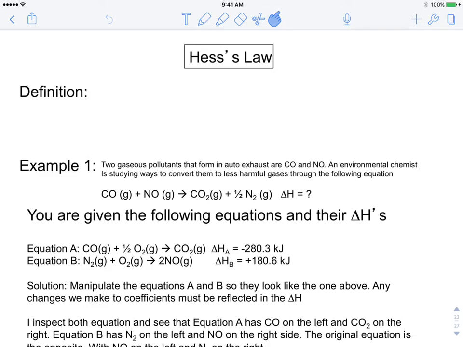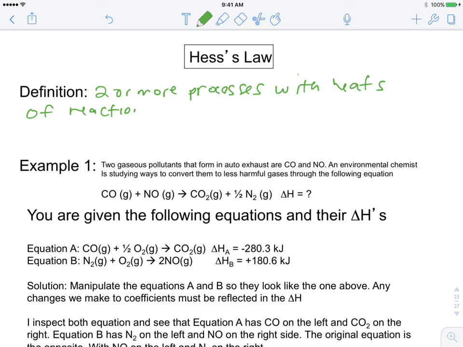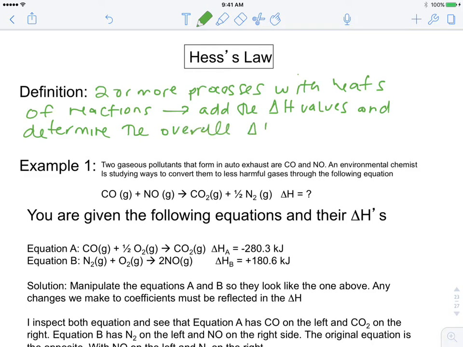And so if you have, for example, two or more processes with heats of reactions, you can add the delta H values and determine the overall delta H for an entire process.